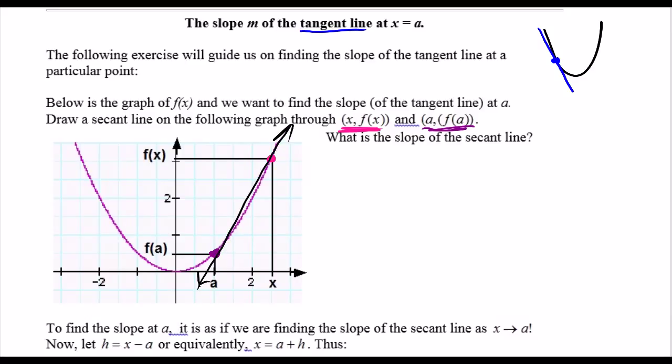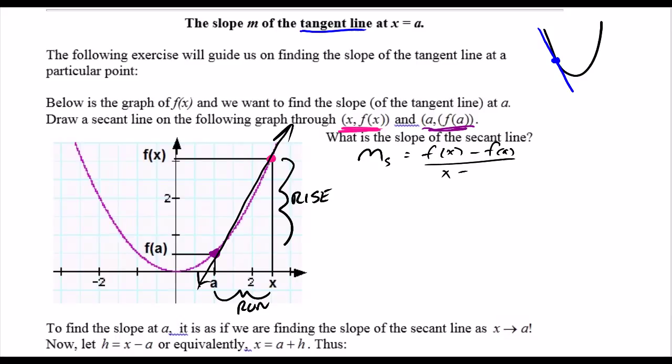All right. So we have our secant line. And what is the slope of that secant line? Well, any slope is going to be rise over run. So what did we rise? And how far did we run? Well, slope is m, subscript s, the slope of our secant, is equal to our rise over our run. Our rise is just going to be the difference between those two, and our run is going to be the difference between the other two.